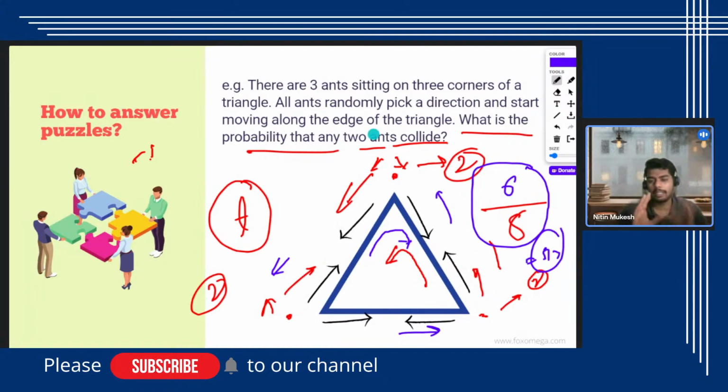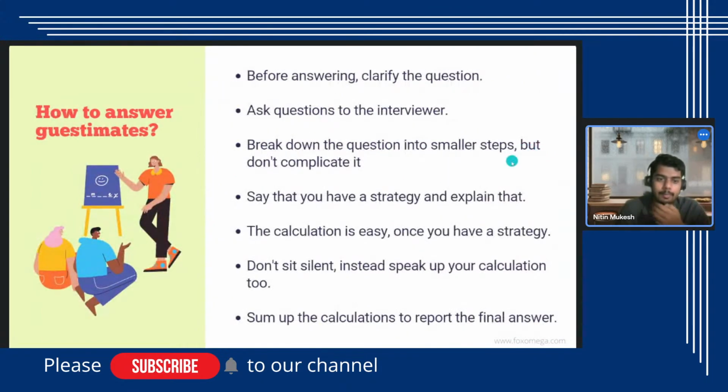Puzzles like this can come up, so you have to explain your answers exactly. Obviously, explaining your answers is more important than arriving at the answer. You can also read more puzzles on GeeksforGeeks for practice.